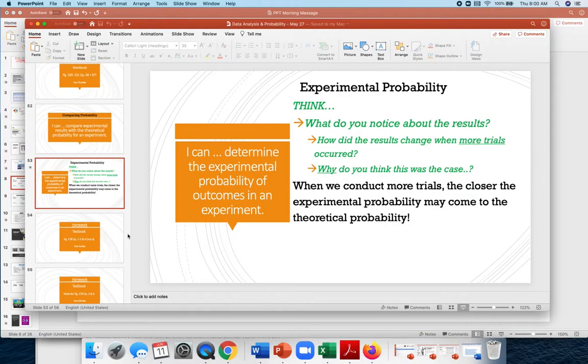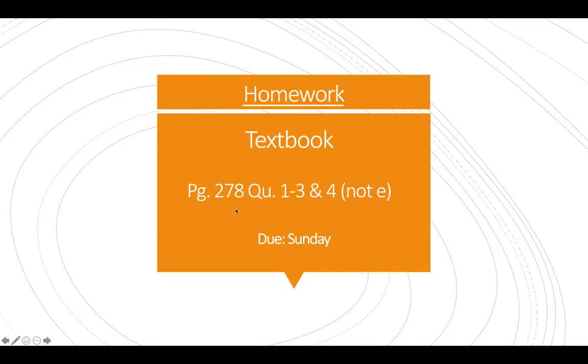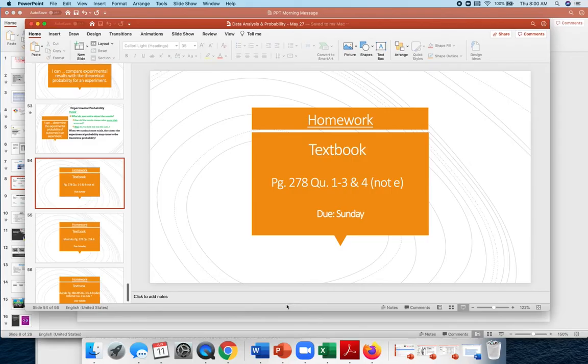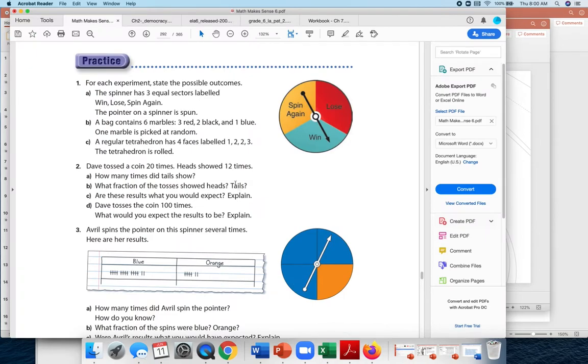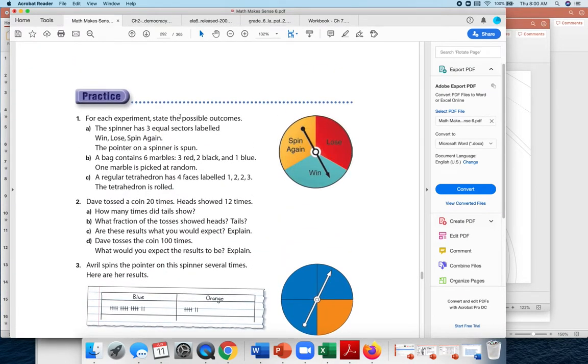Now, the homework for today is this. Textbook, page 278, questions 1 to 3 and 4, but you do not need to do E. So 278 in the textbook, 1 to 3 and 4. So here you go.